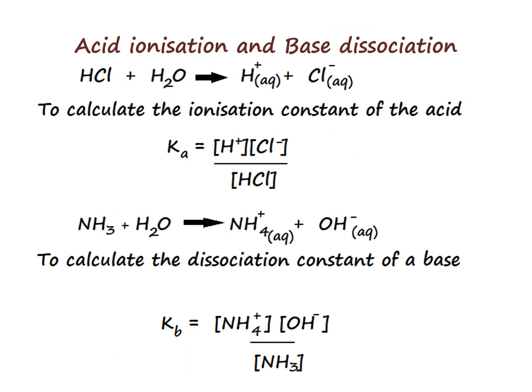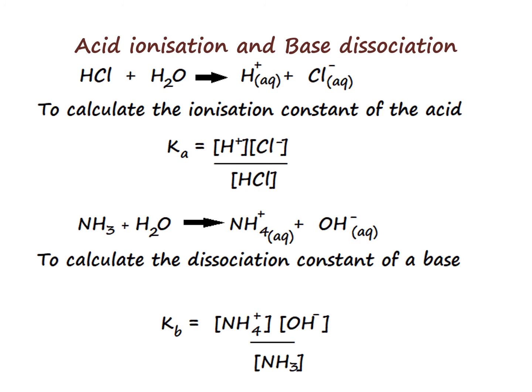From the acid ionization and base dissociation equations, we can calculate the equilibrium constant for an acid or the equilibrium constant for a base. Now let's first look at the acid. How to calculate the ionization constant of an acid. Let's look at the example that I give you. HCl plus H2O, arrow, H+ plus Cl-.